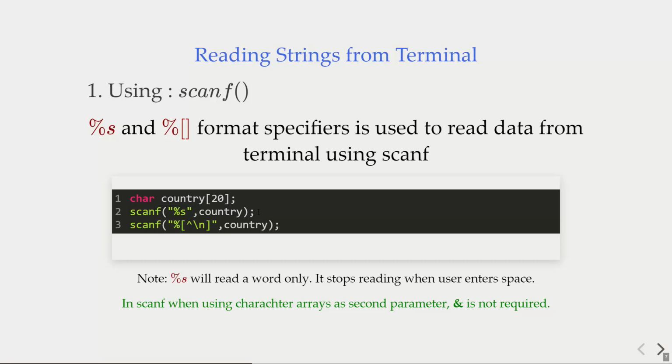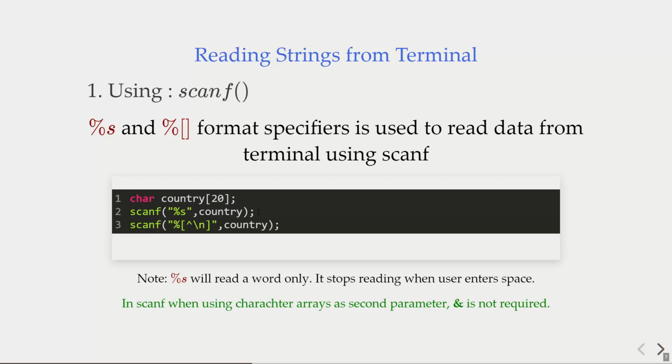Now %s has a small drawback, that it can only read words. As soon as the user enters a space, let's say for example the user enters hello world, only hello will be stored, and as soon as the user enters a space, nothing after the space will be stored into the variable. That is the drawback of using %s.